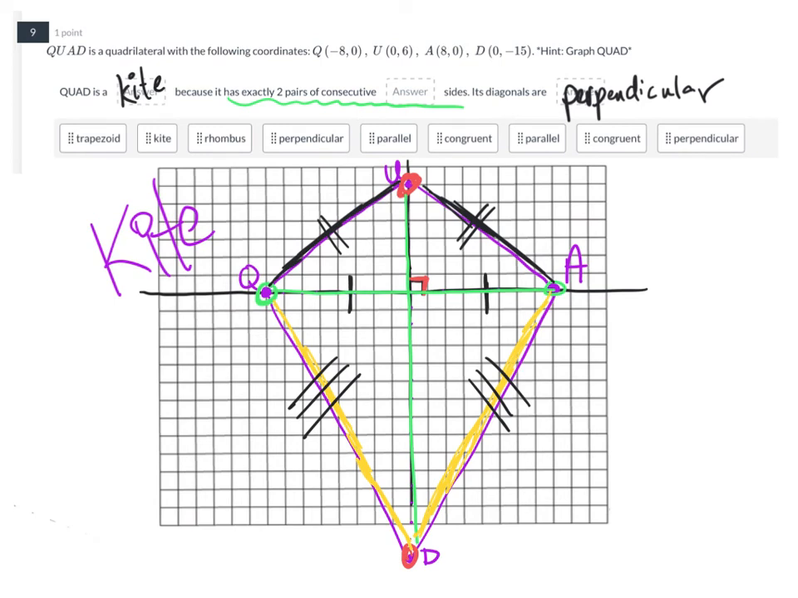In fact, it looks like that triangle is a reflection. If you reflected it over the y-axis, it would lay right on top of the other triangle. So I know two pairs of consecutive congruent sides. Matching, congruent, equal. Bam. It's a kite.